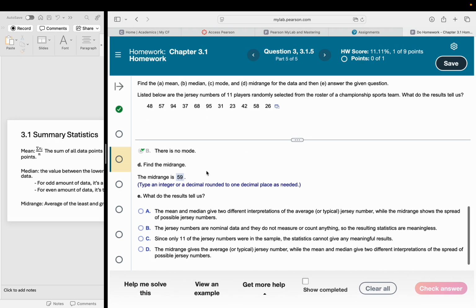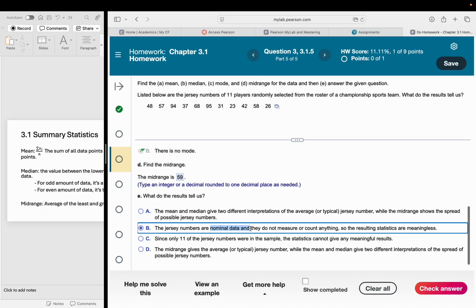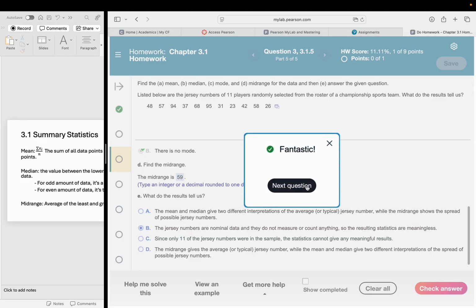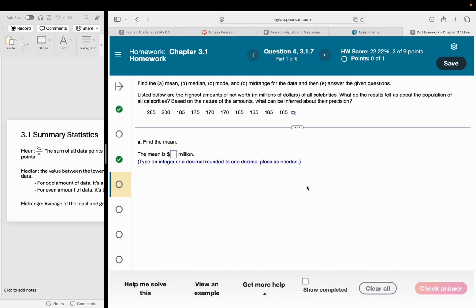Well, let's see here. These are 11 jersey numbers, and I alluded to this back in our chapter 2. Jersey numbers are what we call nominal. And what that means is, again, they don't measure or count anything. Your basketball jersey, 00, 99, 23, that doesn't have anything to do with how good you are. That's just another choice you have of what number do you want. And so it doesn't actually refer to your rank or how many points you score or how well you do. So there you go.